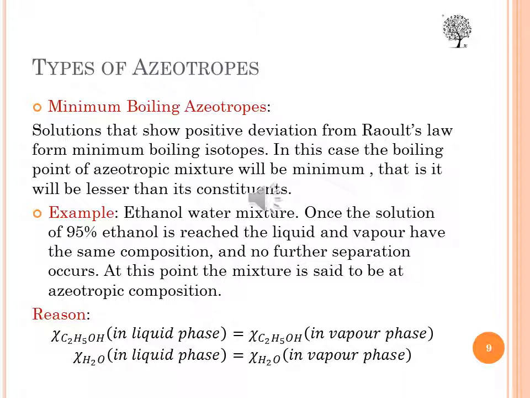The boiling point of the azeotropic mixture will be minimum. That is, it will be lesser than its constituents. The reason why we cannot do fractional distillation is that the mole fraction in the liquid phase will be equal to the mole fraction in the vapor phase. In that case, we cannot do fractional distillation.